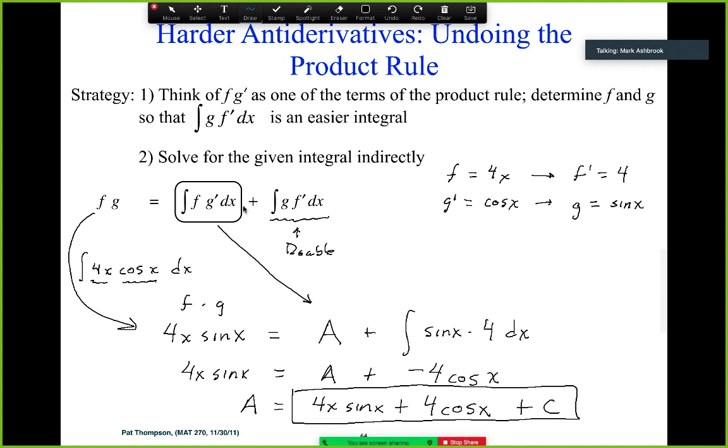Antiderivative, right? So the idea of undoing the product rule is this one we can't do with techniques that we know, but we can do this one. And that was the case. Okay. And then we just solve for the one we're asked to find indirectly. So it would be fg minus that.